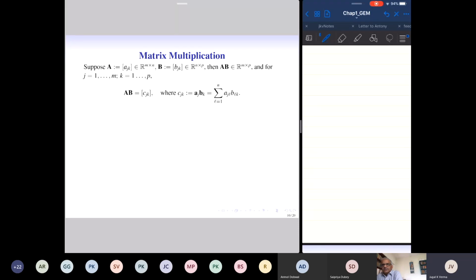So, just keep this notation in mind. If you know what it is, then it is clear.